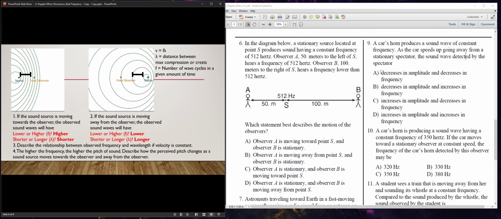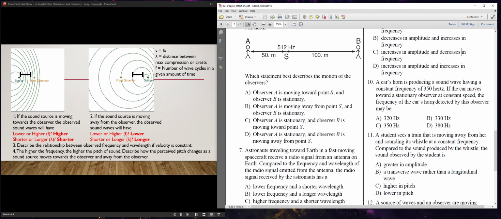Oh, this has to do with amplitude now. Produces sound with constant frequency. As you speak, car speeds up going away from the stationary observer. The sound wave detected by the observer, there would be a decrease in amplitude. There would be a decrease in amplitude. And the frequency, you guys can figure that out.